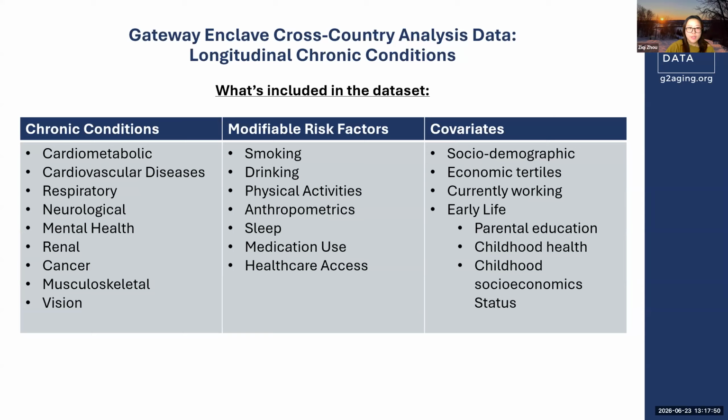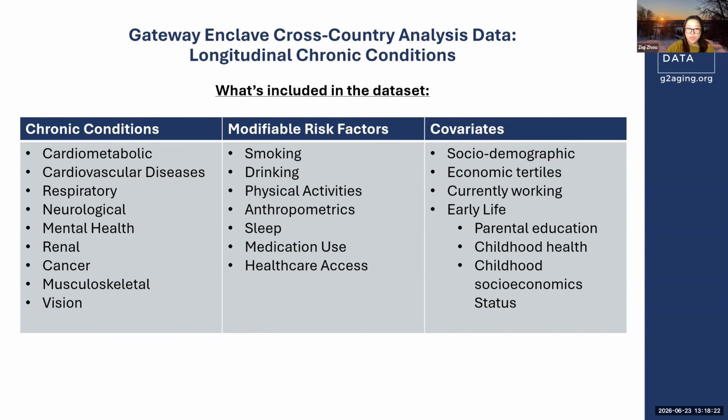Third, we include a rich set of covariates. These cover demographic characteristics, socioeconomic indicators, employment status, childhood socioeconomic circumstances, parental education, and childhood health measures. Together, these variables provide researchers with a comprehensive framework for examining both the burden of chronic disease and the factors associated with disease development and progression.